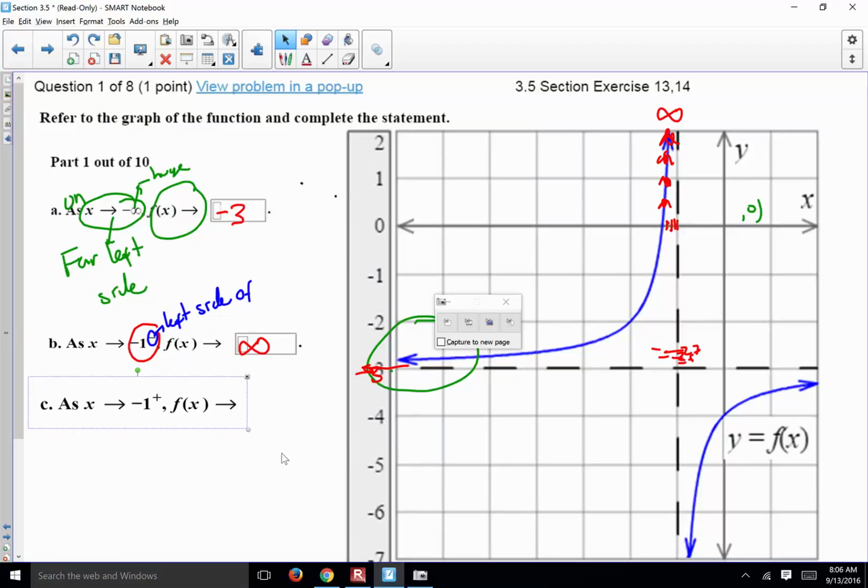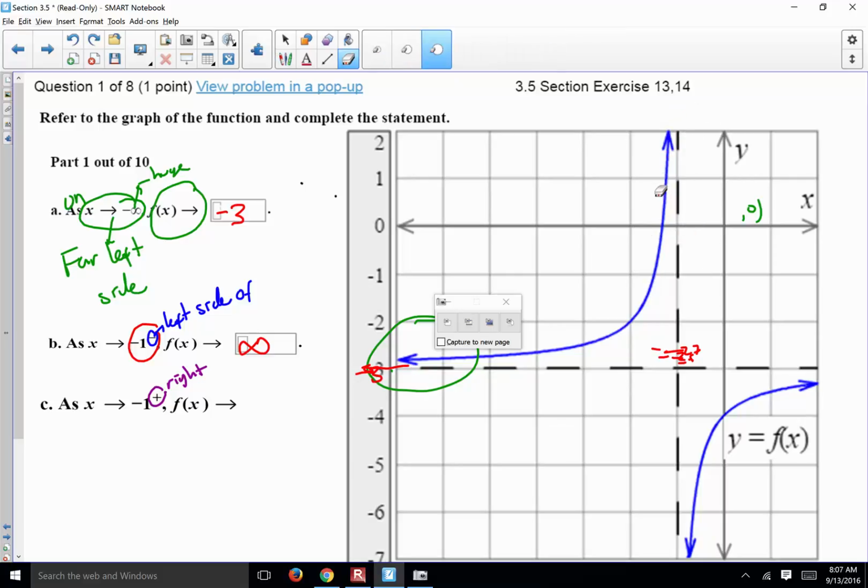Alright, part C. What do you see this time? The sign switched to plus. If the minus notates the left side of the number -1, what do you think the plus means? Right side. So you're going to approach from the right side this time.